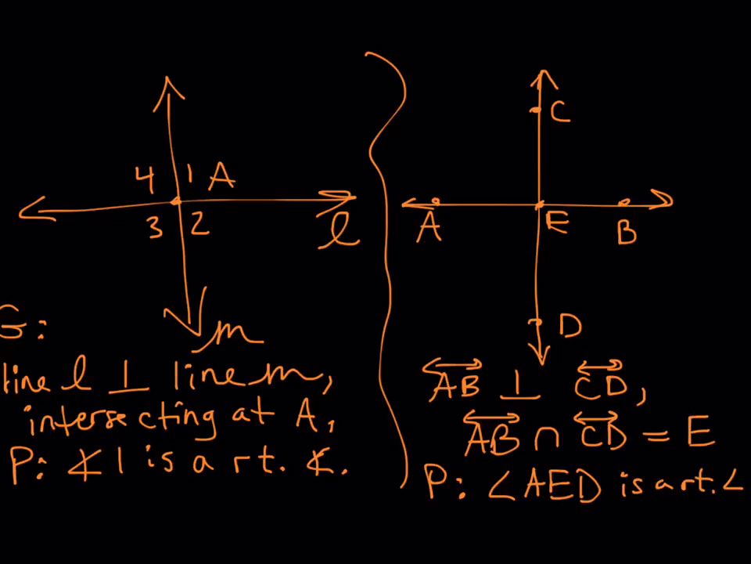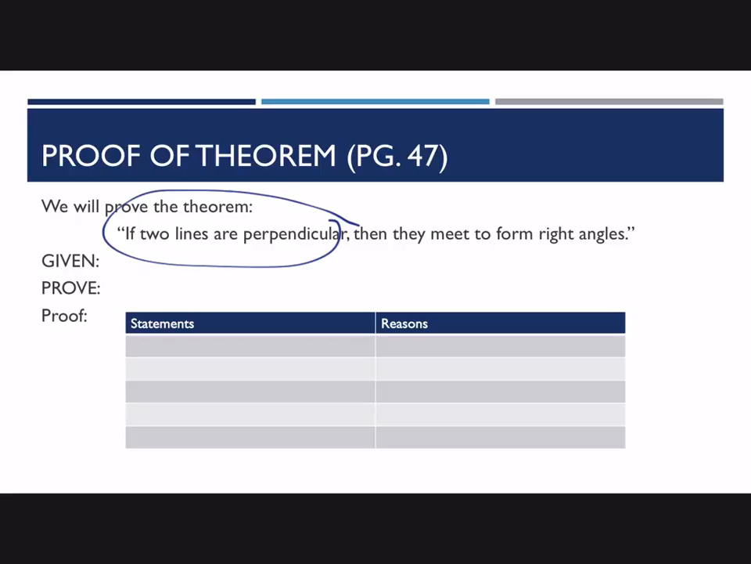Okay. Now notice too, I didn't say the measure of angle AED is 90 degrees because that's not actually the statement we were trying to prove. Okay, we may use that in the proof somewhere, but we want to actually prove that it's a right angle.